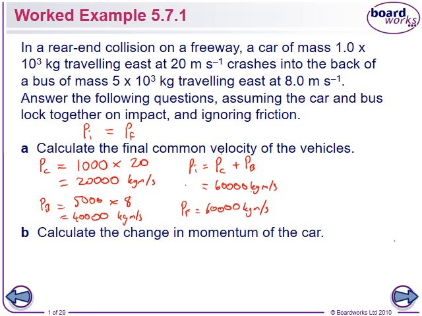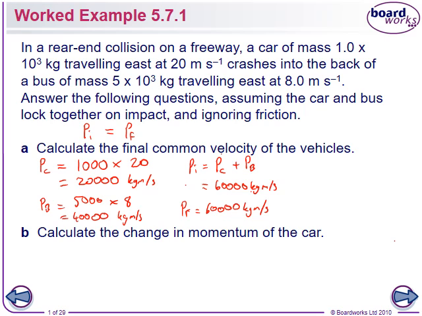So we've got our final momentum. We want the final common velocity of the vehicles. Now if we have a look, answer the following questions assuming the car and bus lock together on impact. So if they've locked together after the impact, you can consider them as one object. If they're locked together, they're going to be travelling at the same speed, right?